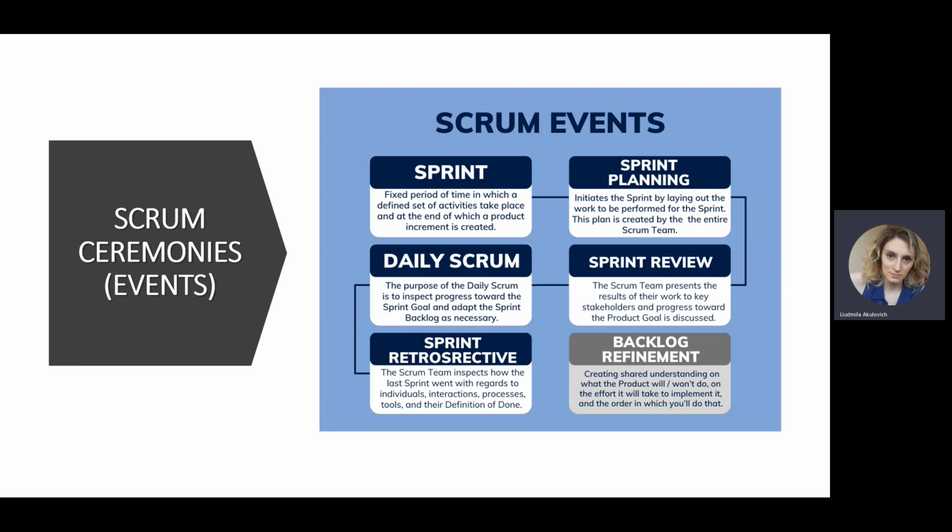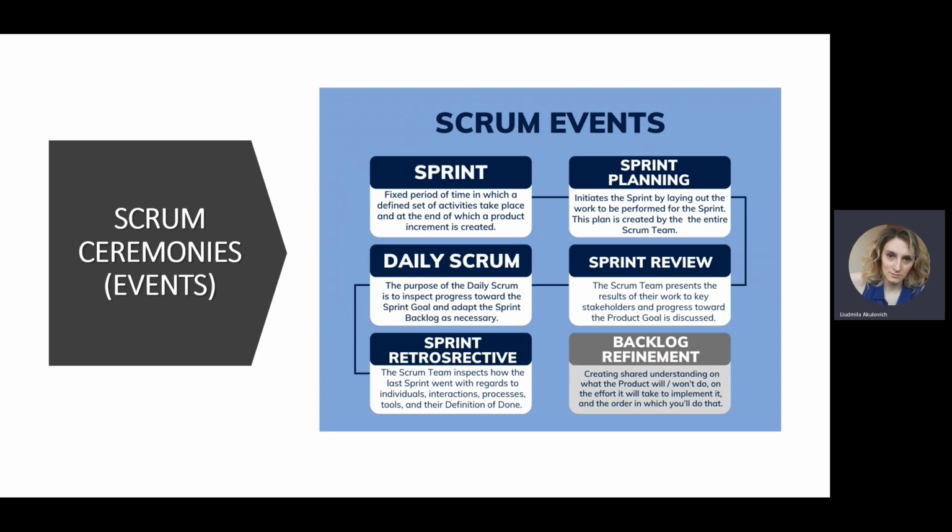And the first Scrum event is the sprint. This is usually a fixed period of time, like 3-4 weeks in a classical sense, when the team should create this increment, when they should do the defined set of tasks they've decided to do during this sprint.